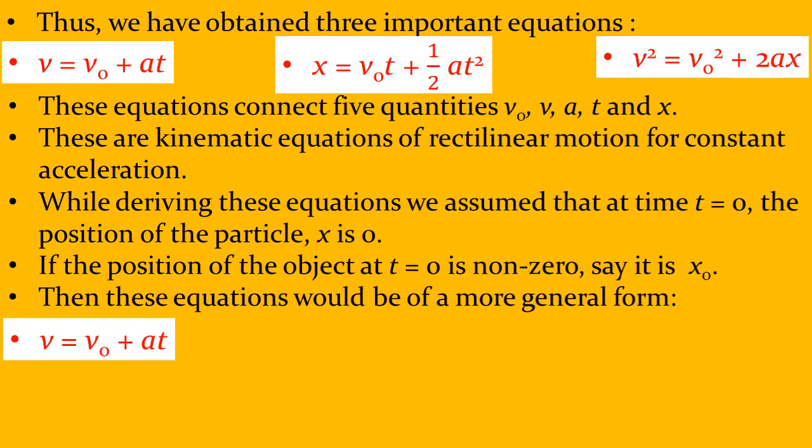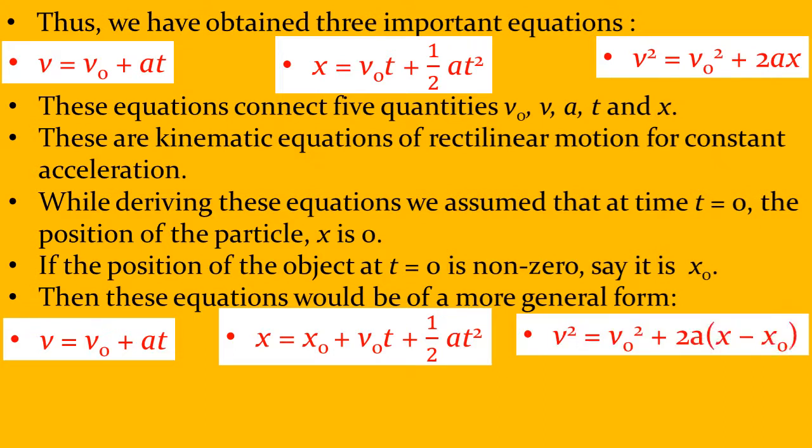Here I don't have x, so it remains v equal to v0 plus at. The second equation, since the initial position is x0 at t equal to 0, the general form is x is equal to x0 plus v0t plus half at square. The third equation, v square is equal to v0 square plus 2a. Instead of simply x, we have now x minus x0, where x0 is the position of the object at t equal to 0.